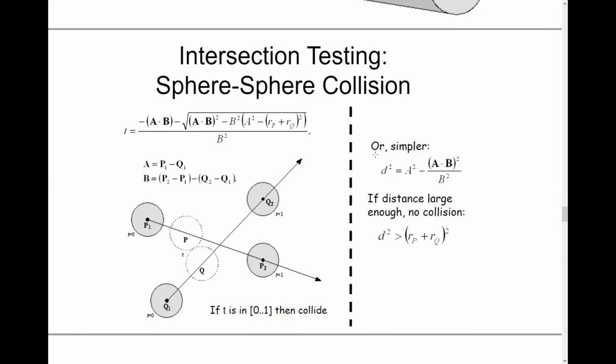This is for additional knowledge. You can see here you have T0 to T1. Q goes from Q1 to Q2. Then you have again T0 to T1. If T is in 0 to 1, then there is a collision that can happen at this point. But if the distance is large enough, then the collision will not occur here.